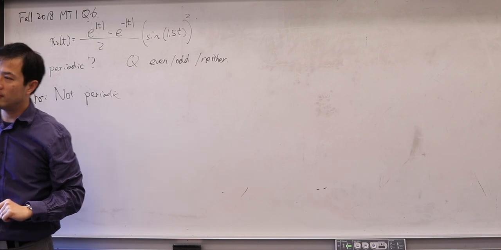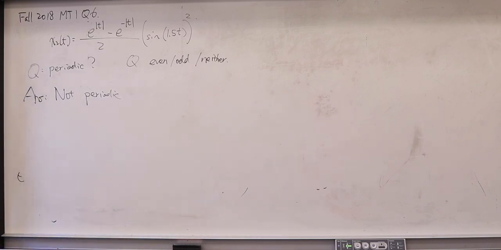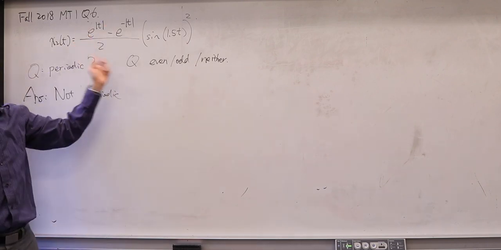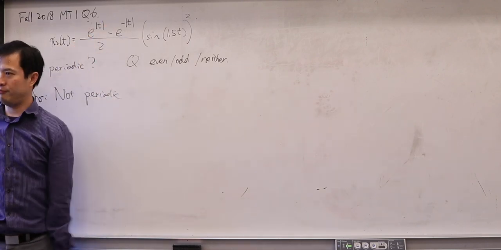Yes? Is it ever possible to multiply together two non-periodic signals and get a periodic signal? It's possible to do that. I will give an example later on, but let's focus on this question. So it's not periodic because this part keeps going up and down.